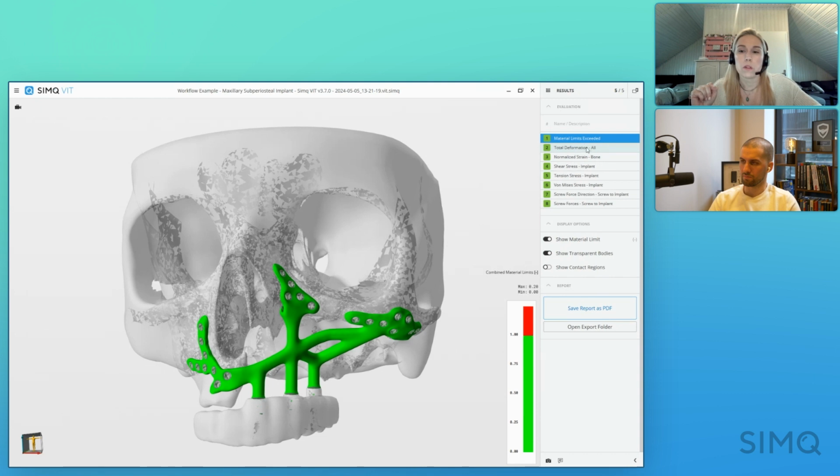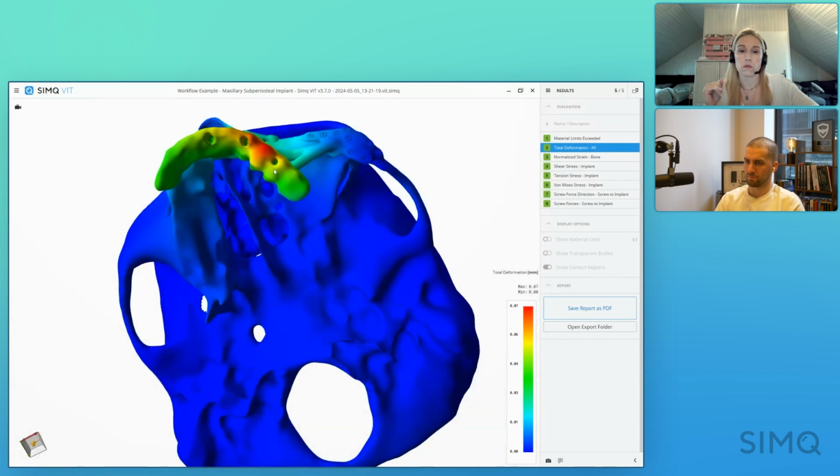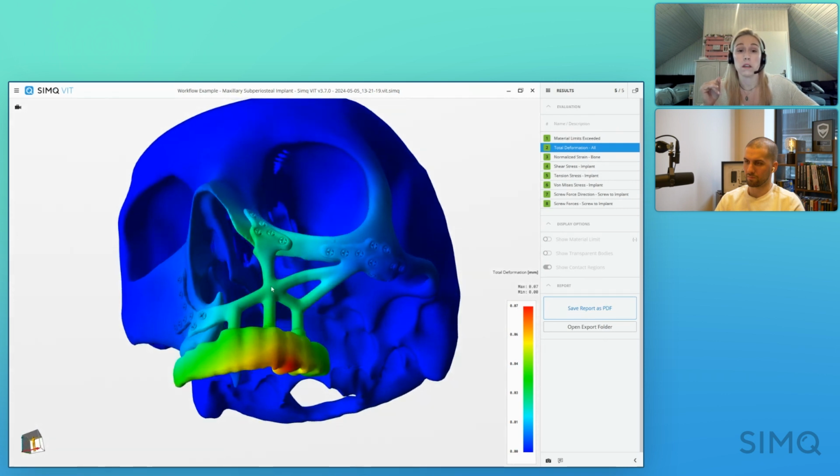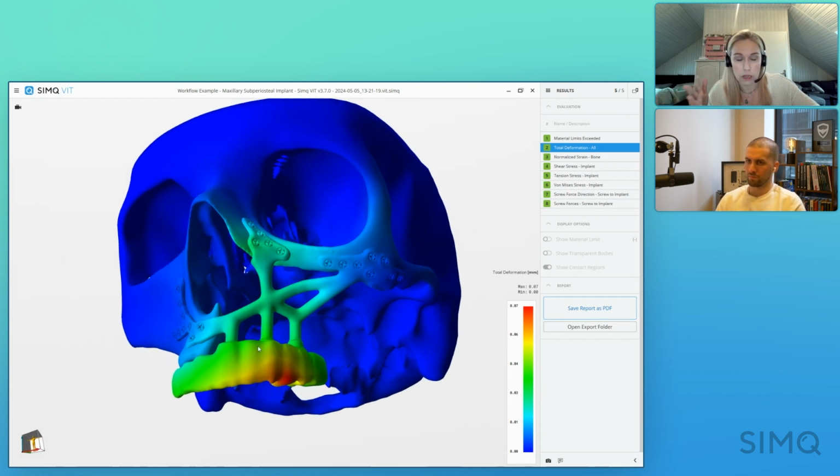Then the next one would be total deformation all, so all being the implant and the bone and the screws, all of the geometry here. With the load, which I'll show in the workflow steps, we applied a load case here. And when it's red, it just means that the total deformation is above the 0.7 millimeter mark. It doesn't necessarily mean that something needs to be changed. It's just so you're aware of where it is, so the engineer has that knowledge.